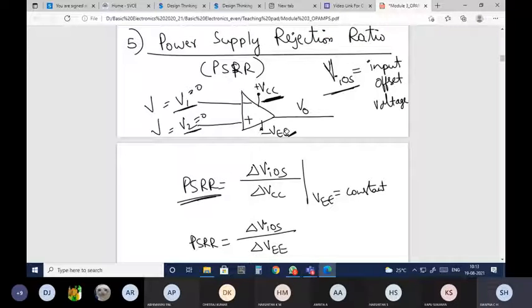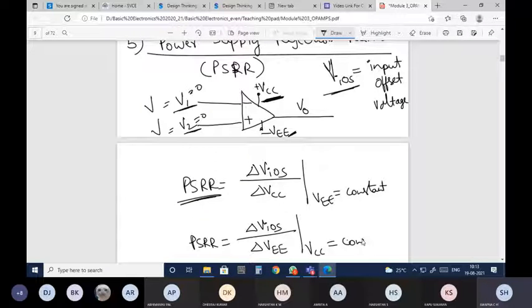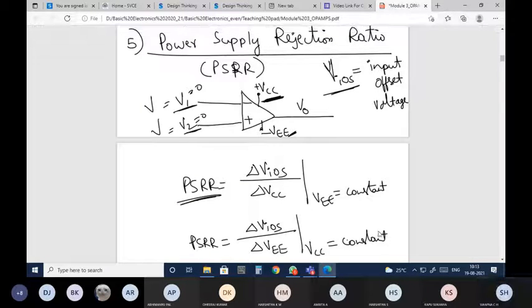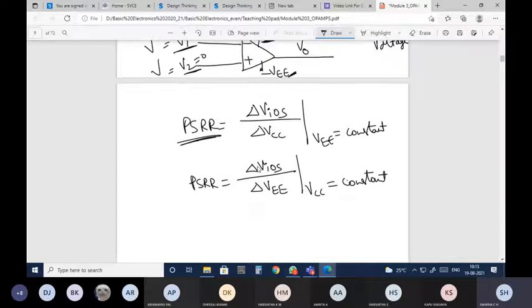If there are any changes in VEE, how it is going to affect VIOS will be given by PSRR, maybe with the other one constant. Okay, so this PSRR should ideally be equal to 0 because the VIOS value should be equal to 0.